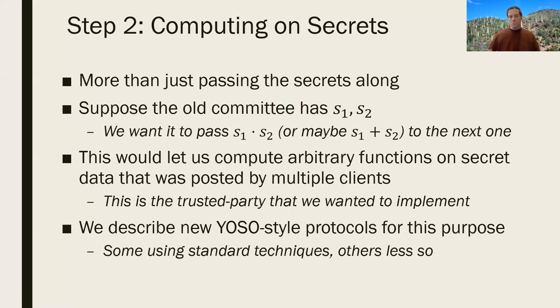Okay, so with this under our belt, let's look at doing things other than just keeping the secret. In particular, our end goal is to be able to compute on secrets, not just keeping them. So suppose the old committee has two secrets, S1 and S2. We want the committee to be able to pass the product or the sum to the next committee as opposed to the two individual secrets. And if we can do that, then we can compute arbitrary functions on secret data that was posted even by multiple clients. And this is exactly the trusted party solution that we wanted to implement.